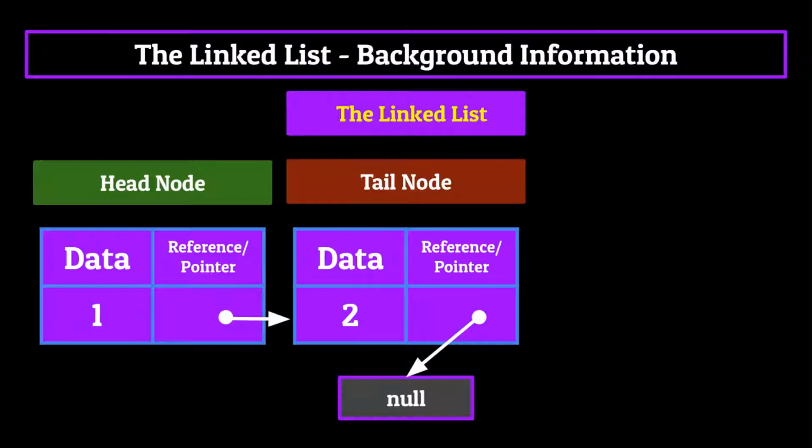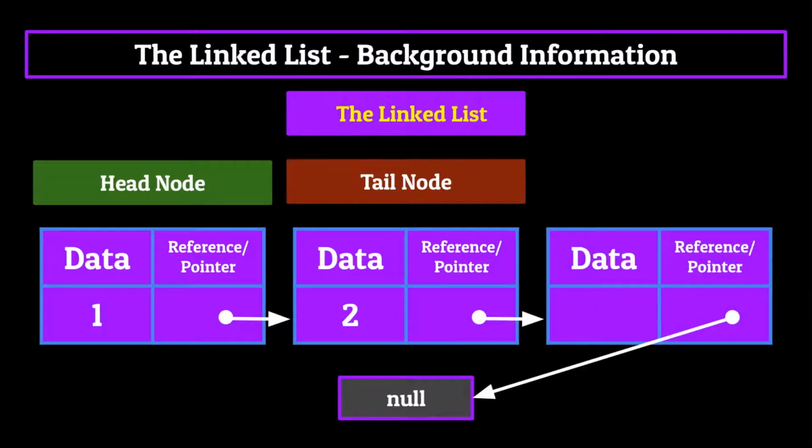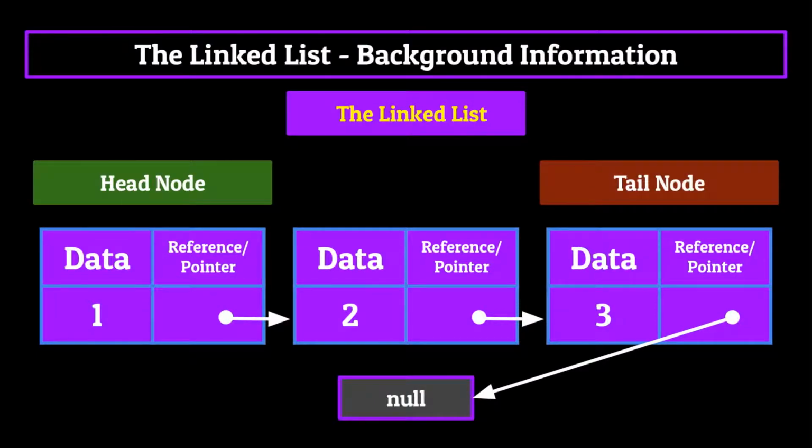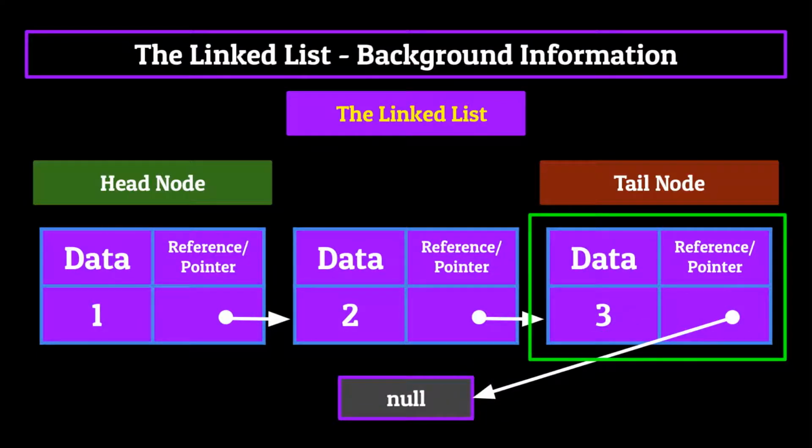This is our way of telling the computer to stop. Don't go any further because you've reached the end of our linked list. Anyways, let's now create our third node and inside store the integer 3. This node now becomes the tail node and points towards a null value, and the second node we created, the one that used to point to a null value, now points to this new node.